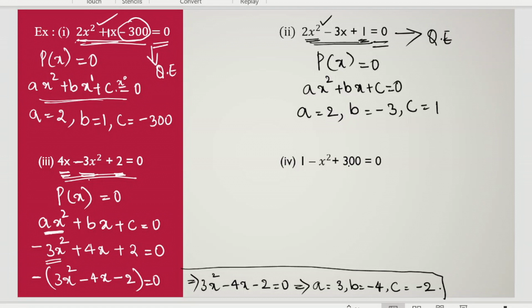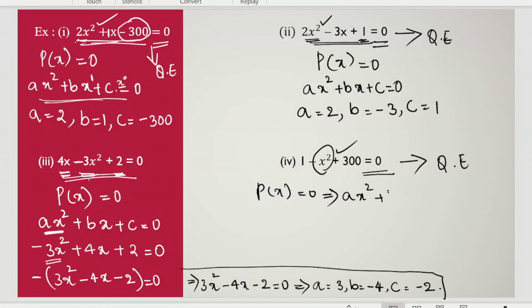1 minus x square plus 300 is equal to 0. First let us check if this is a quadratic equation. You have equal to 0 and the power of the variable is 2, right? So it is a quadratic equation. Let us rearrange the equation as p of x is equal to 0, where p of x is equal to ax square plus bx plus c is equal to 0. Here ax square is your minus x square term, right? So write it here, minus x square.